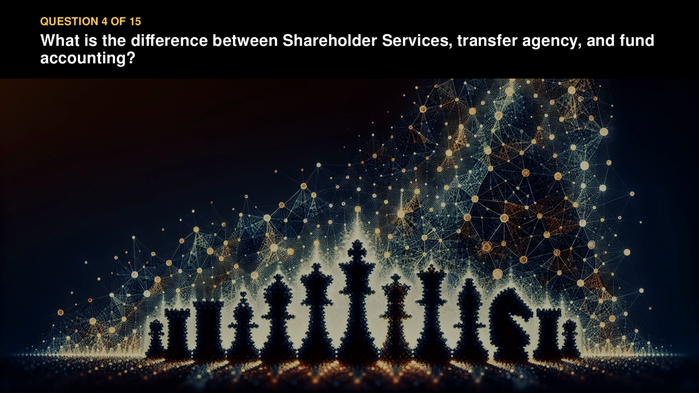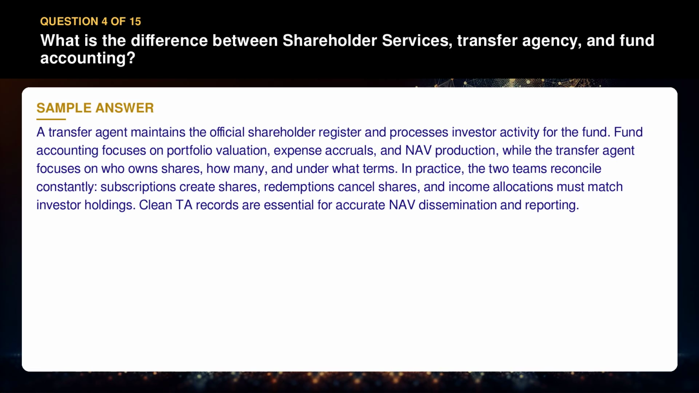Question 4. What is the difference between shareholder services, transfer agency, and fund accounting? A transfer agent maintains the official shareholder register and processes investor activity for the fund. Fund accounting focuses on portfolio valuation, expense accruals, and NAV production, while the transfer agent focuses on who owns shares, how many, and under what terms.